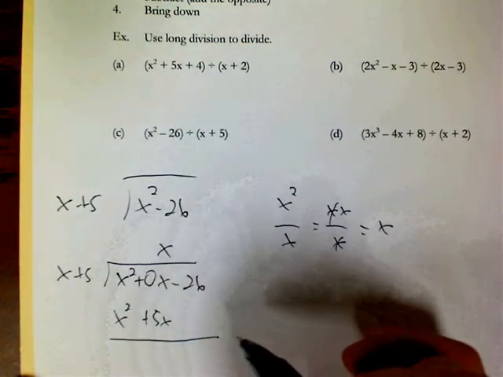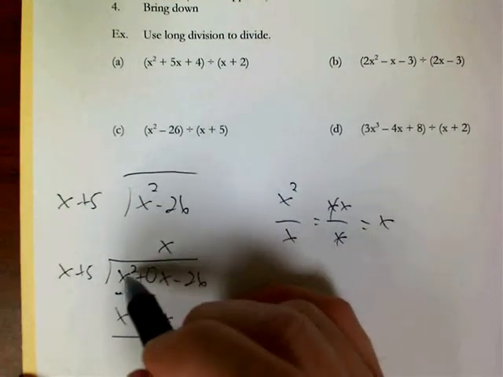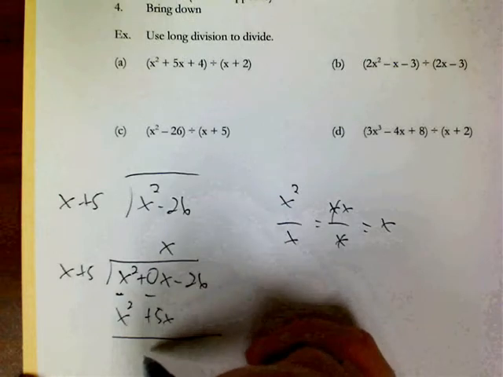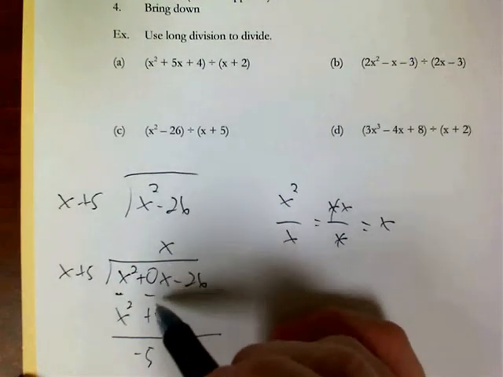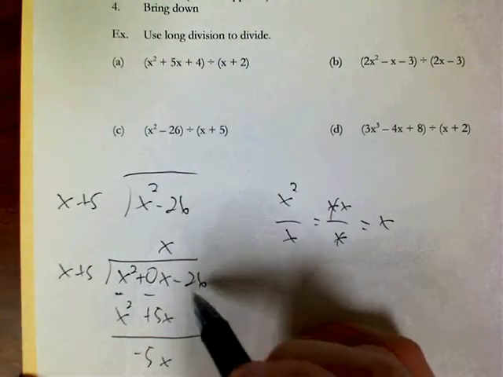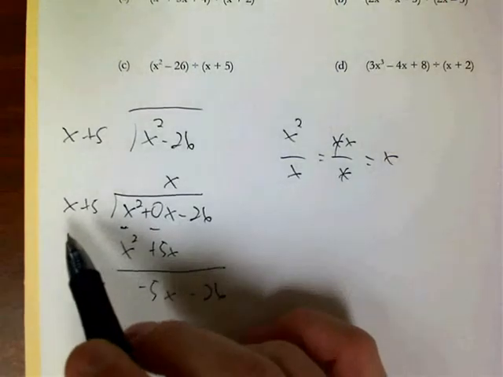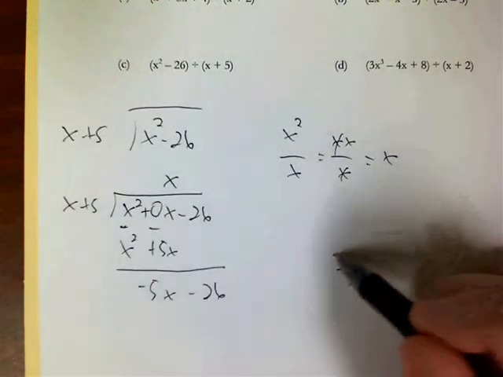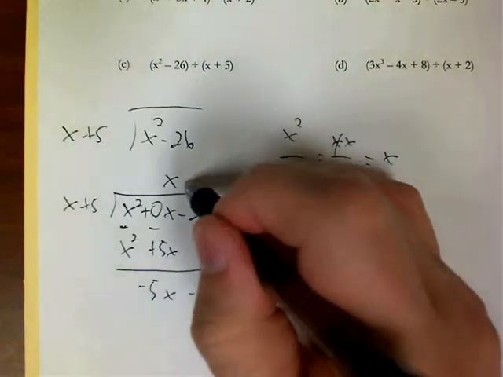Notice the signs are all positive, so now let's subtract. Those cancel out. 0 minus negative 5, 0x minus negative 5x. Let me say it again. 0x minus 5x is negative 5x. Bring down the minus 26. Let's divide again. First terms only. X into negative 5x. X is canceled and it leaves a negative 5. That's what goes up here above the constants.